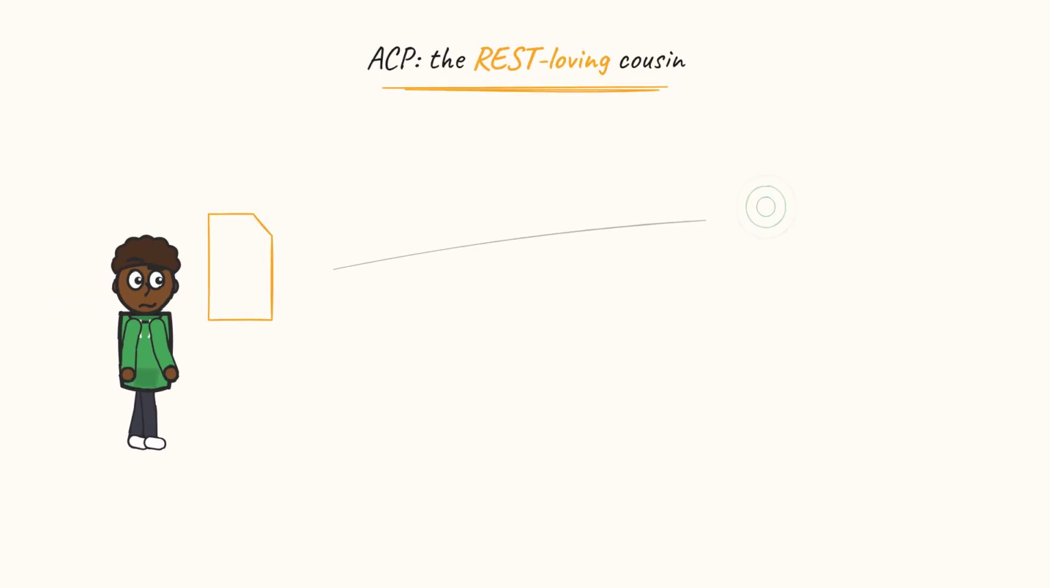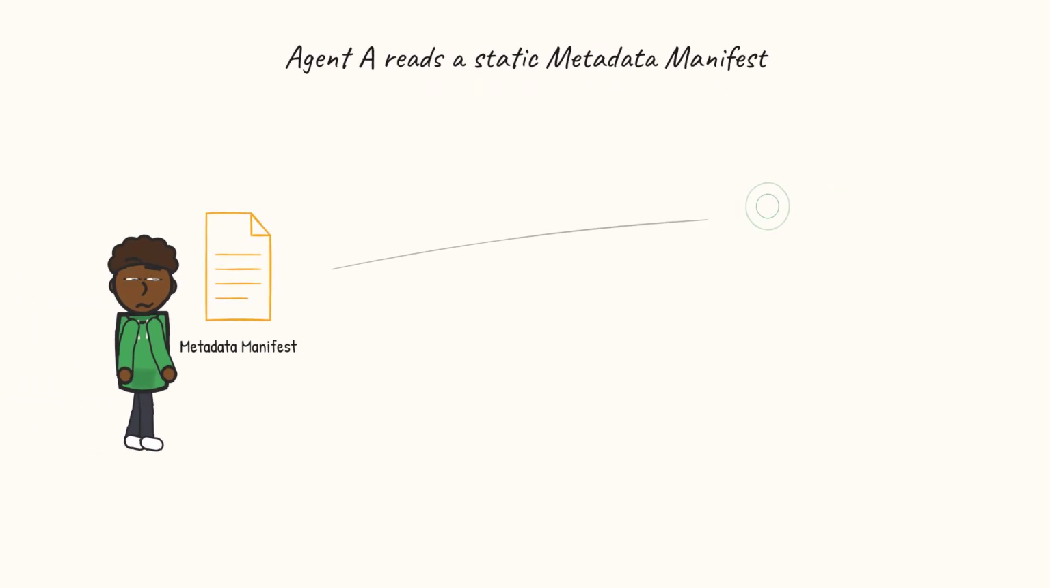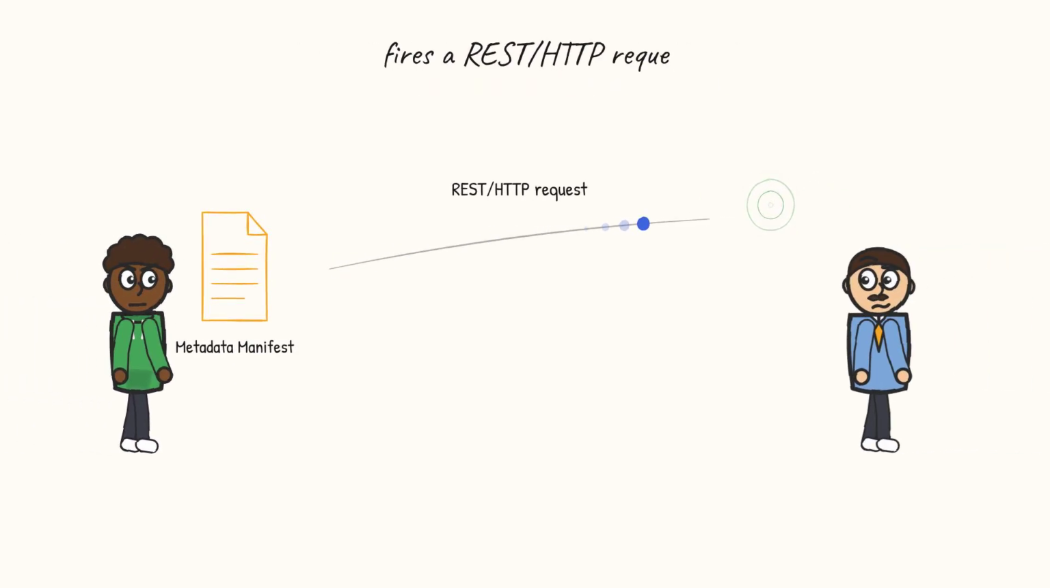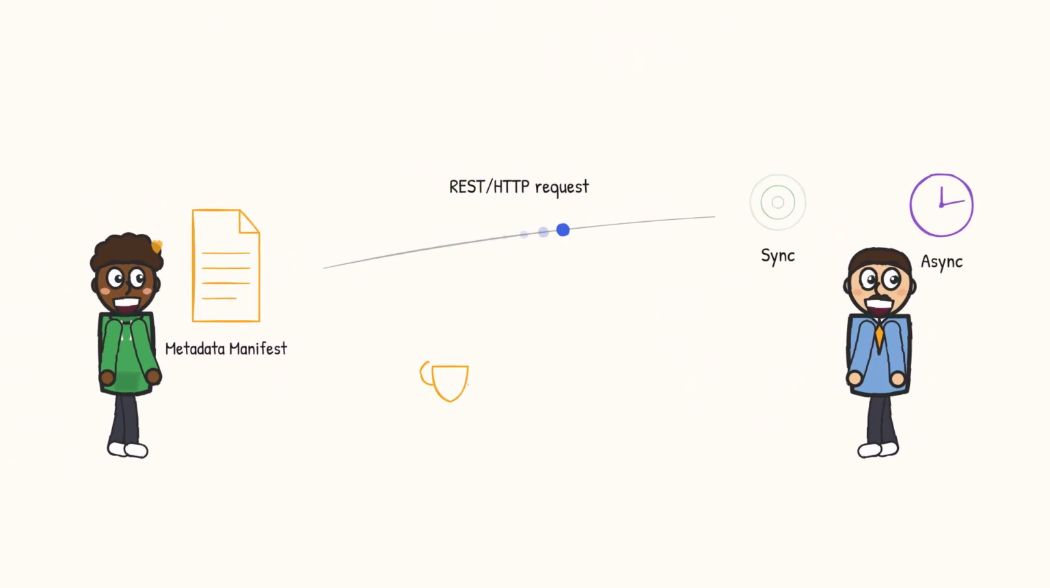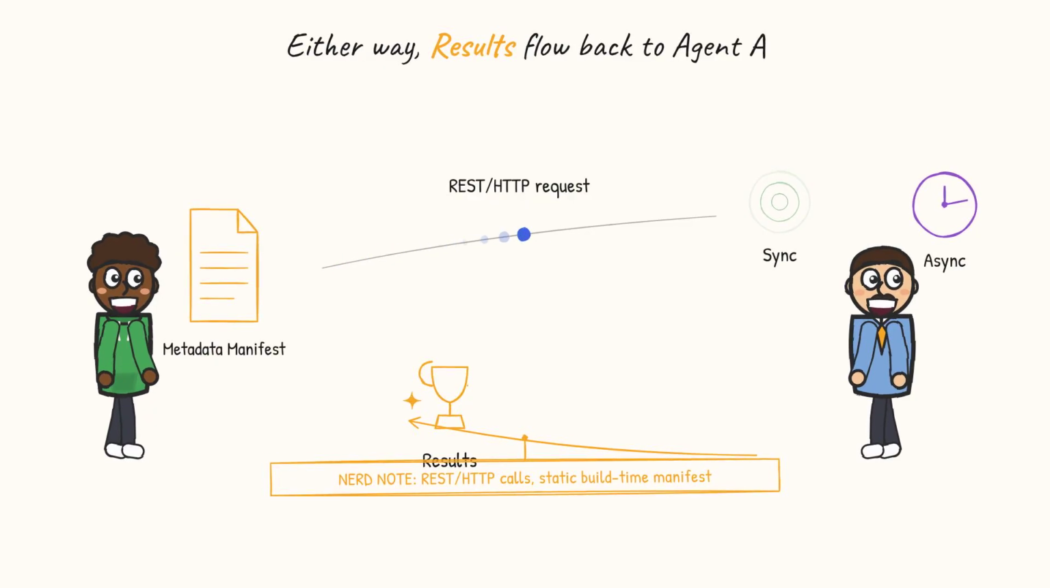ACP is the REST-loving cousin. Agent A reads a static metadata manifest, fires a REST/HTTP request at Agent B, who replies sync or async. Either way, results flow back to Agent A.